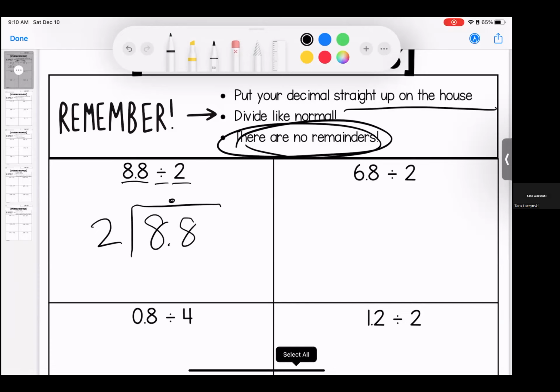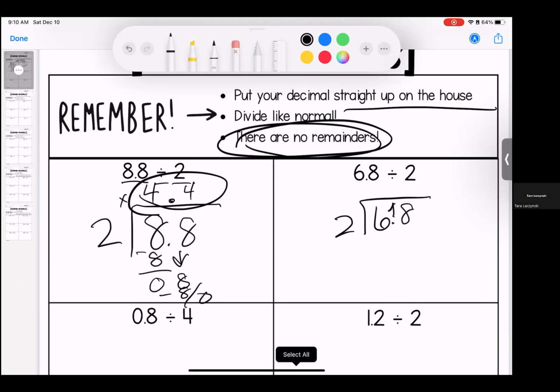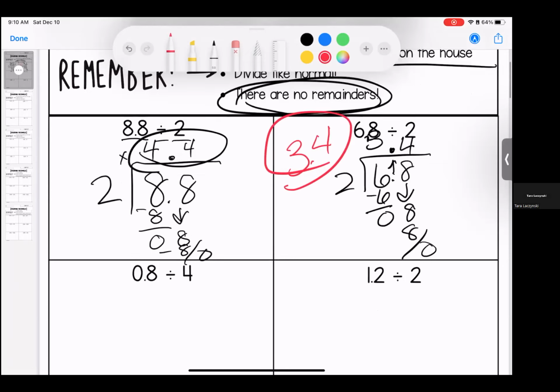So once my decimal's up there, all I have to do is divide and make sure that I'm putting my numbers in the proper place. So 2 goes into 8 4 times. 4 times 2 is 8. Subtract, bring it down. 2 goes into 8 4 times, leaving me with nothing. My answer is 4 and 4/10. Again, first number inside the house, decimal straight up on the roof. 2 goes into 6 3 times. 2 goes into 8 4 times. My answer, let me write it in color, it's a little hard to see, is 3 and 4/10.